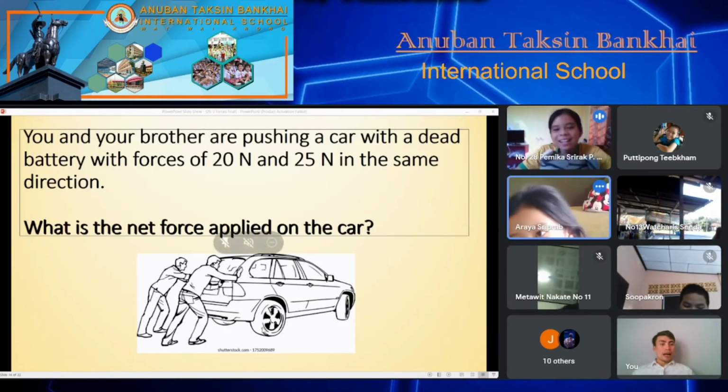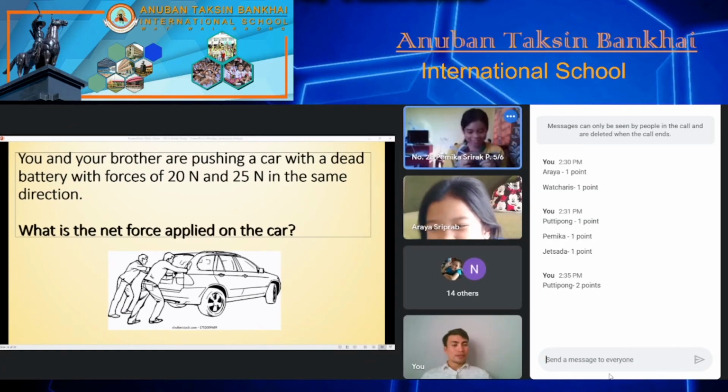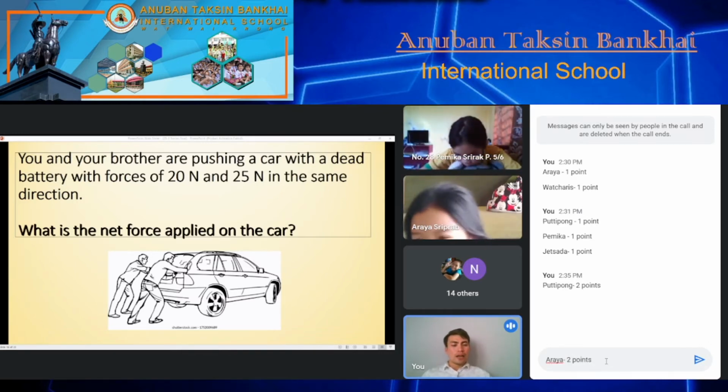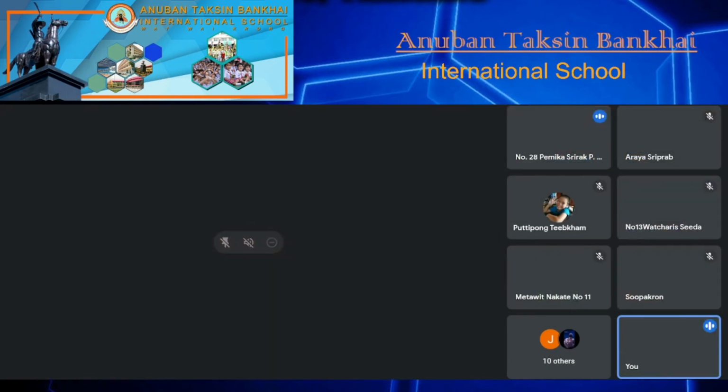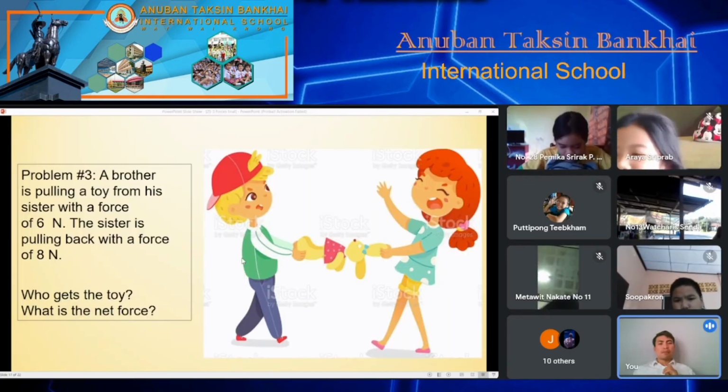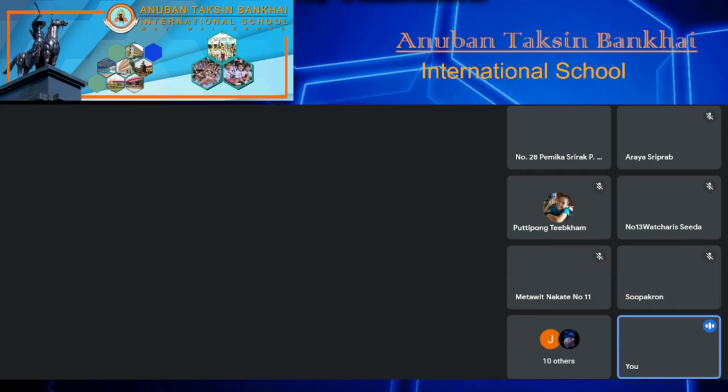45 Newton. Araya got the correct answer. Araya got 2 points also. All in all, Araya got 3 points. Araya, do not say the answer now, okay? Next question. Problem number 3. Listen carefully. A brother is pulling a toy from his sister. Now, sister means the girl. With a force of 6 Newton. The sister is pulling back with a force of 8 Newton. Who gets the toy and what is the net force?